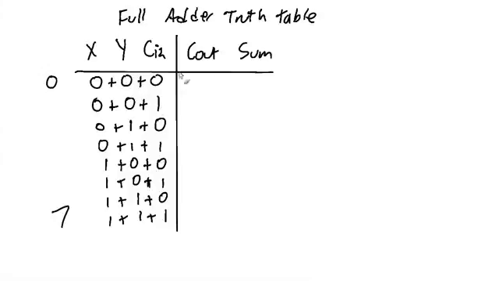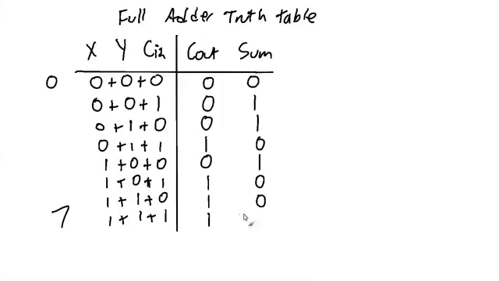So what's 0 plus 0 plus 0? That's 0. 0 plus 0 plus 1 is going to be 1. Likewise, same thing over here, but now 1 plus 1 is 2, in binary that's 1, 0. And by the way, we write it out this way, carry out, then sum, that way it works out just nicely, like this 1, 0 is 2 in binary. So there you go, we have 0, 1, 1, 0, 1, 0, and then 1 plus 1 plus 1 is 3, which in binary is 1, 1. So there's our truth table for our full adder.